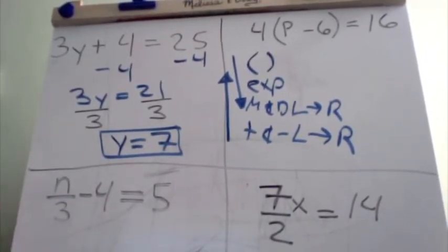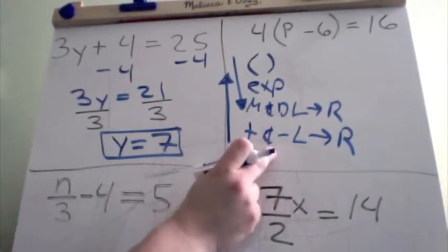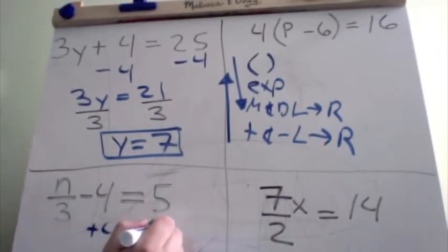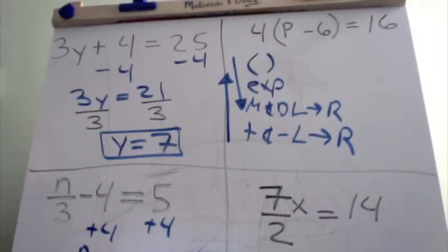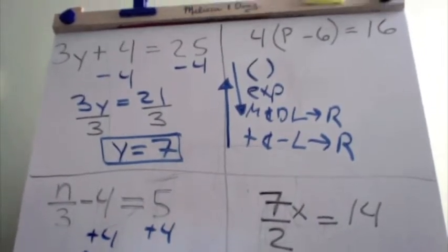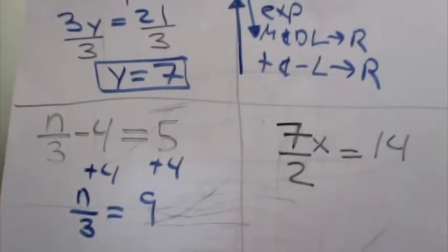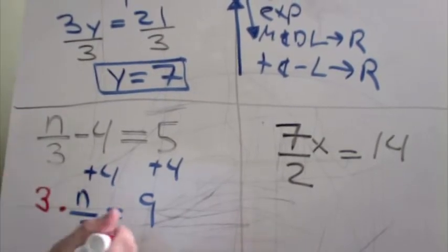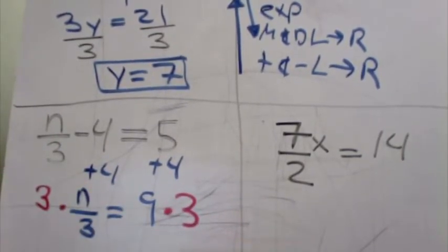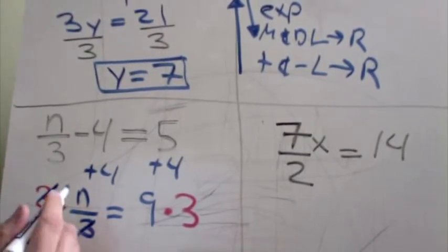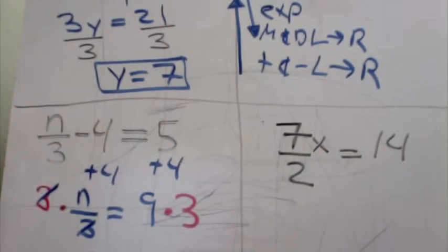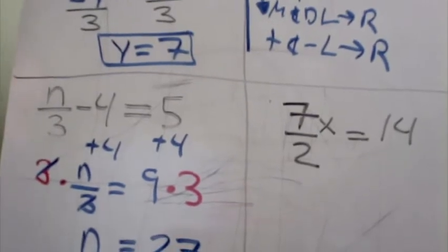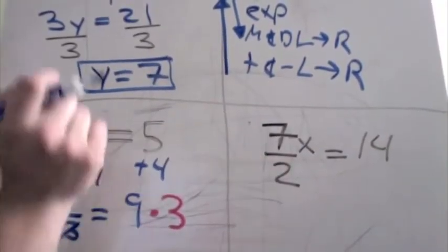Okay, let's do this one. Same thing. I want to get rid of addition and subtraction first. Here I'm subtracting 4, so I do the opposite and add 4. So now I've got n over 3 equals 9. I need to isolate the variable. N needs to be all by itself to figure out the mystery of n. Since I'm dividing by 3, I'm going to multiply by 3. I do it to one side, I've got to do it to the other to maintain that balance. Over here, the 3's cancel, leaving n. 9 times 3 is 27.